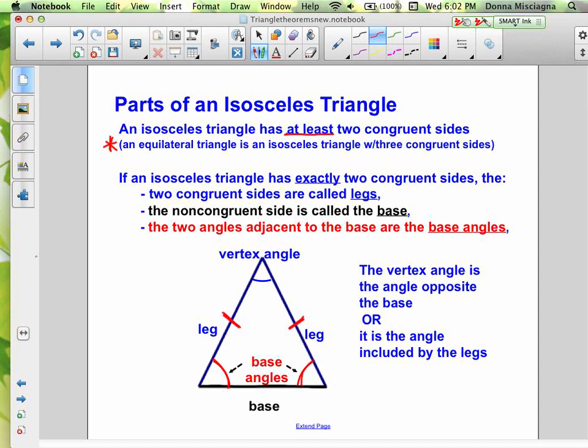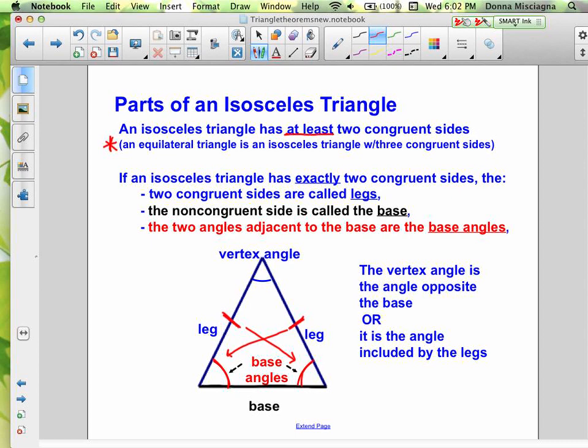And those angles are special. The base angles are always the angles that are opposite the two congruent sides. Right? So the angles adjacent to the base are the base angles, and they're always opposite the two congruent sides.